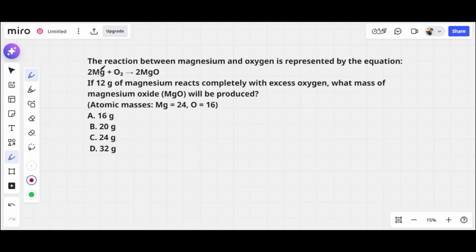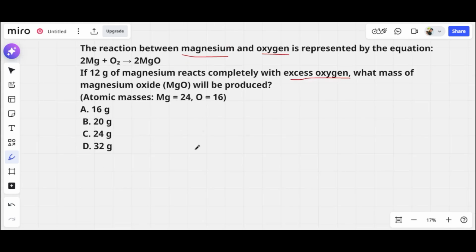Now, in this question, they said the reaction between magnesium and oxygen is represented by the equation 2Mg plus O2 given this. If 12 grams of magnesium reacts completely with excess oxygen, what is the mass of magnesium oxide that will be produced? So this is actually simple, just like the ones we have done in the past. So how do we go about solving this?